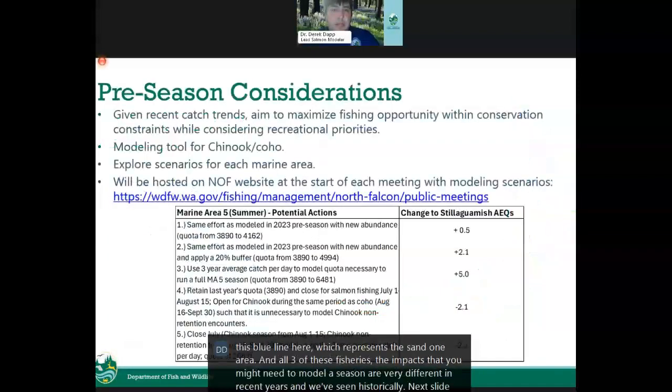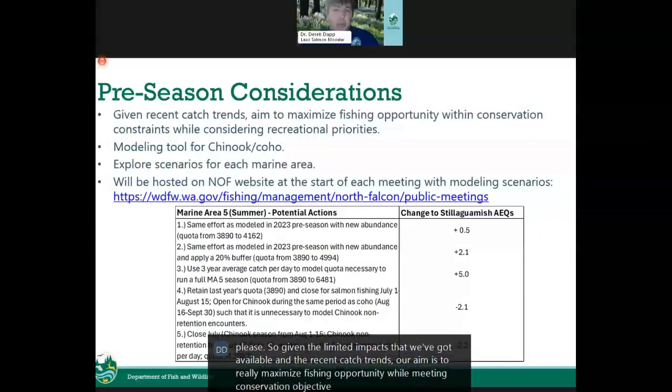Next slide, please. So given the limited impacts that we've got available and the recent catch trends, our aim is to really maximize fishing opportunity while meeting conservation objectives. We go through the pre-season planning process, working with the public to consider recreational priorities and examine trade-offs with certain management areas. Typically, this is done via scenario modeling tools for Chinook and Coho in each area.